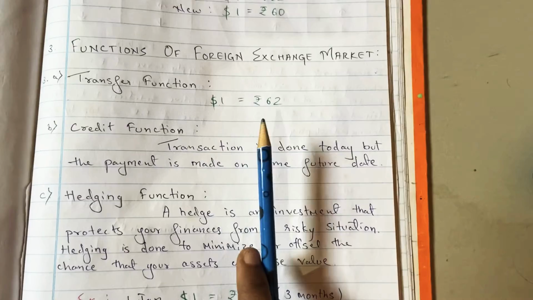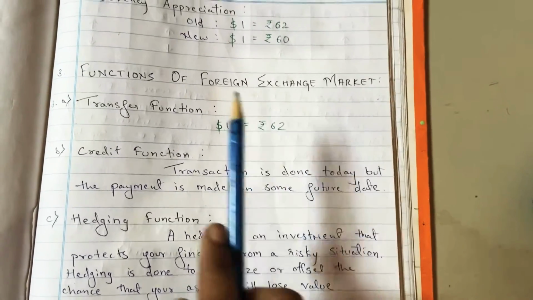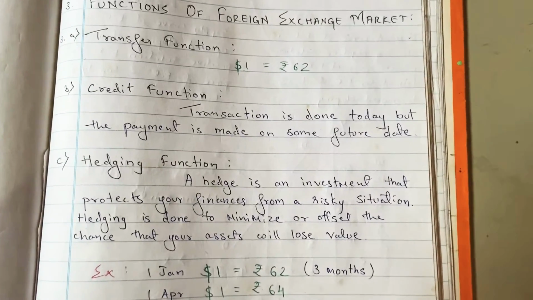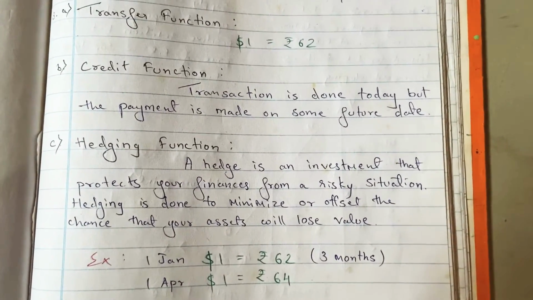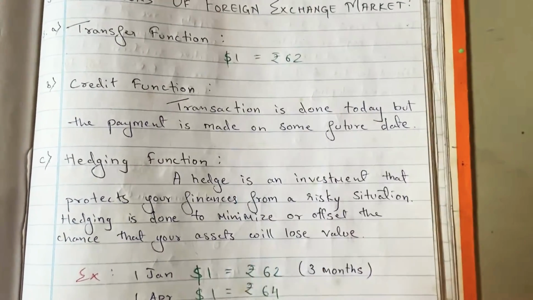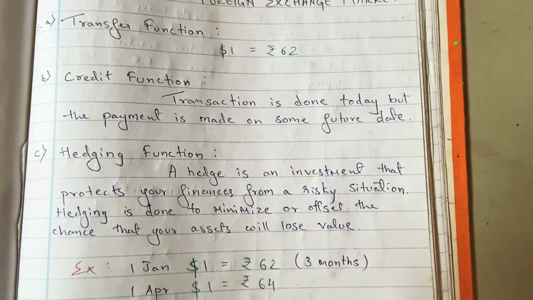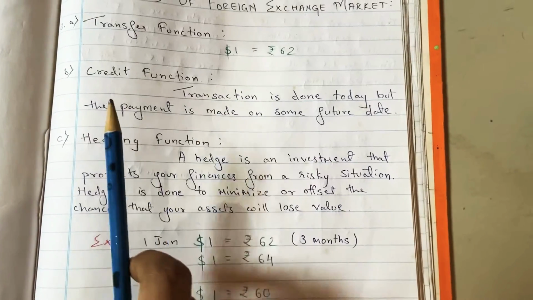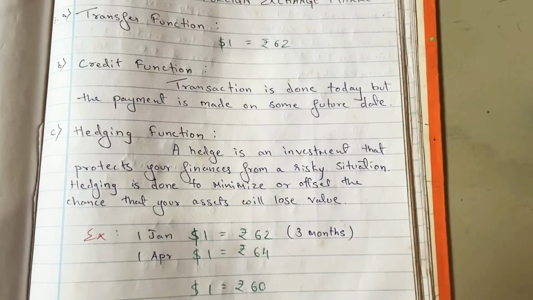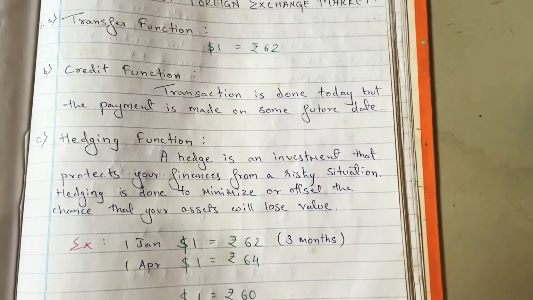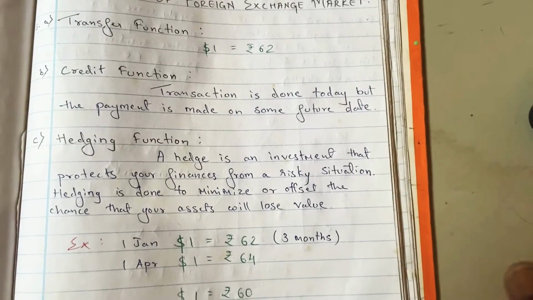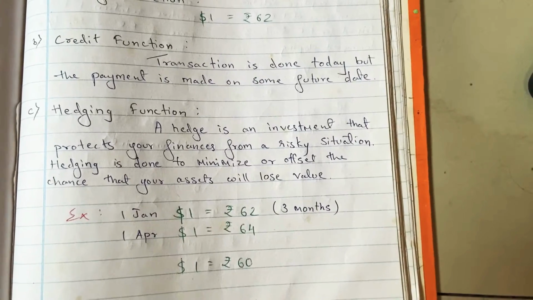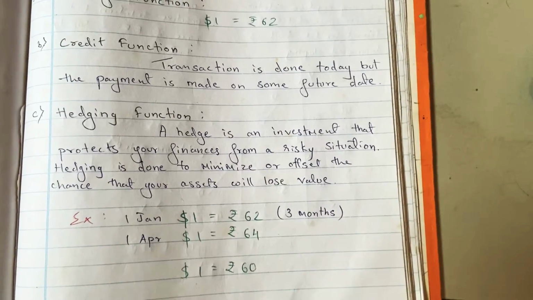Now let us understand the functions of the foreign exchange market. There is one function, the transfer function, where you pay 62 rupees to buy $1. That means there is a transfer of currencies, that is called the transfer function. The next is the credit function. That means the transaction is done today but the payment is made on some future date. For example, I do the transaction today and promise to pay the payment on some future date after 3 months. So that is called the credit function.